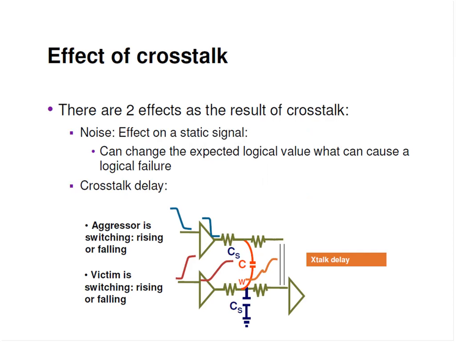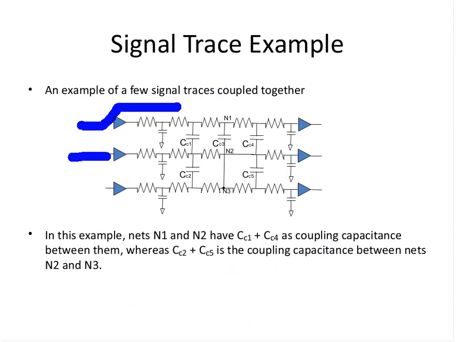So crosstalk is nothing but the effect of non-trivial coupling capacitance, and there are two effects, one is noise, the other is crosstalk delay. What is noise? In both the noise and crosstalk delay cases, there is one aggressor line. Aggressor line means the one that is changing its value. This aggressor line has a coupling capacitance with respect to a victim line. Let us say N1 is the aggressor, changing its value, and N2 is holding its value, static either at 1 or 0.